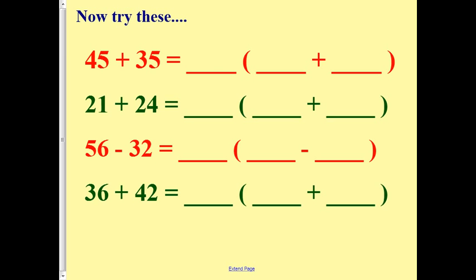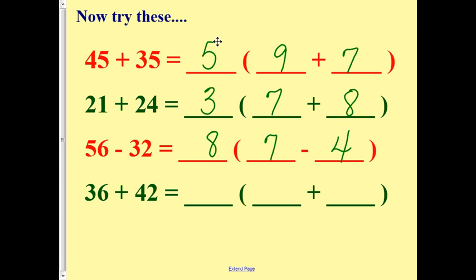All right, if you have done these correctly, then you should have 5 times the sum of 9 and 7 for the first one. You should have 3 times the sum of 7 and 8 for the second one. You should have 8 times the difference of 7 and 4 for the third one, and you should have 6 times the sum of 6 and 7.